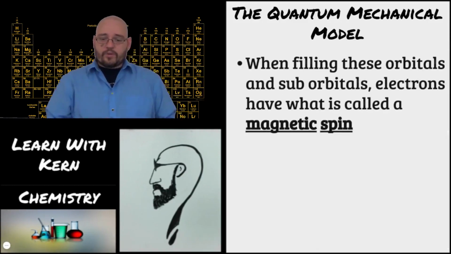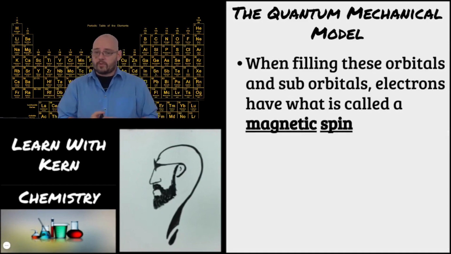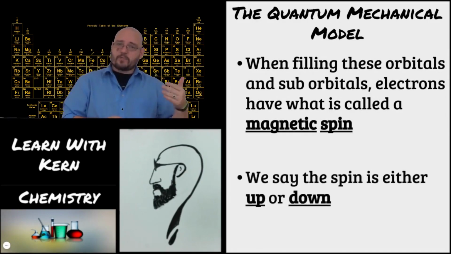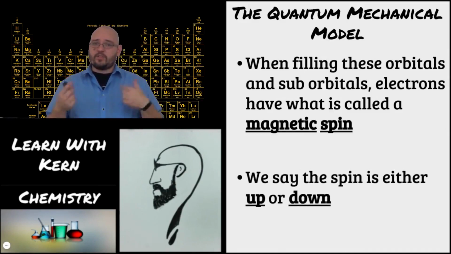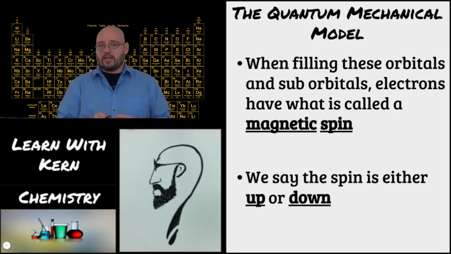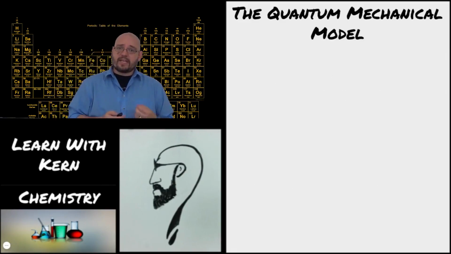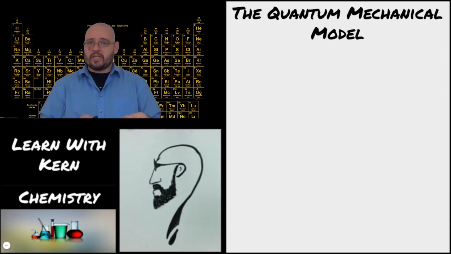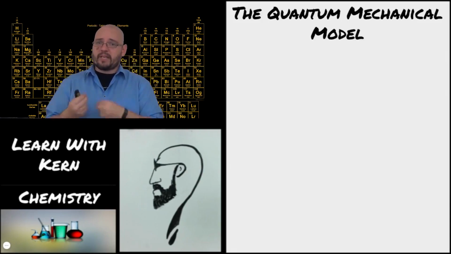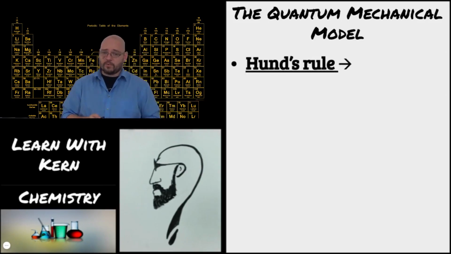Okay, when you're filling the orbitals, electrons have what is called a magnetic spin. We say that spin is either up or down. It has to do with the way the electron produces a slight magnetic field, and so it's an up or down spin. The thing is, you can't have two electrons with the same spin in the same suborbital. They don't work that way. So that leads us to Hund's rule.